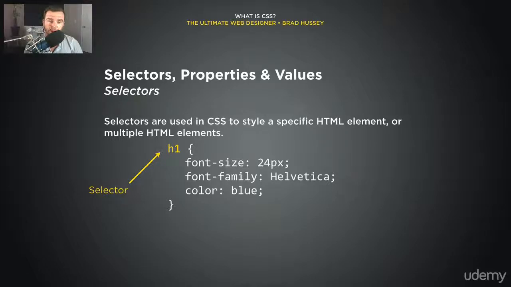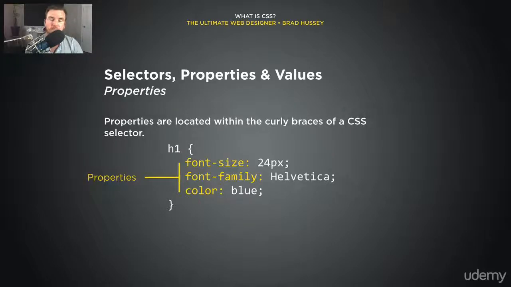Selectors, properties, and values. Let's talk about selectors. Selectors are used in CSS to style a specific HTML element or multiple HTML elements. So again, in this example, we're looking at the selector, and in this case, the selector is selecting all level 1 headings.